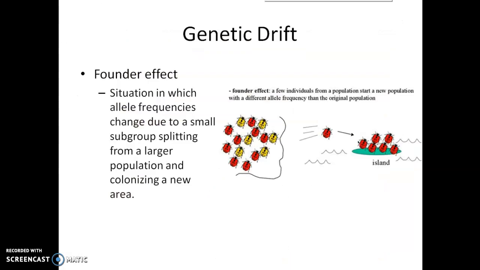And then we got to the second type of genetic drift, which is the founder's effect. The founder's effect is where we have a big population and then a section of that population decides to go to another area. A lot of times when we look at animals, if a small part of the population migrates to a new island, that could also be an example of founder effect.